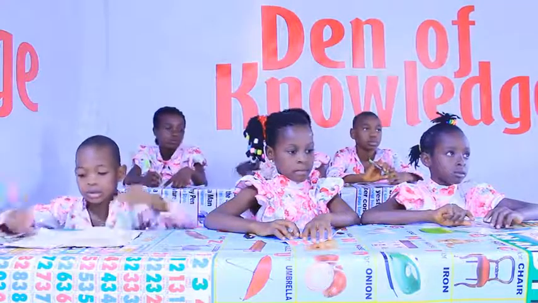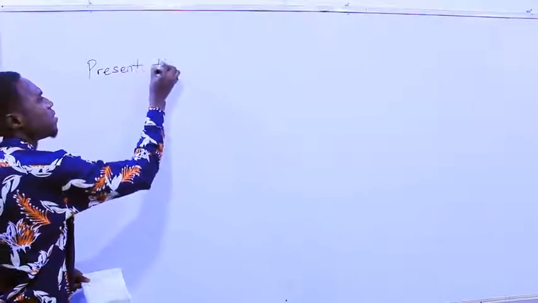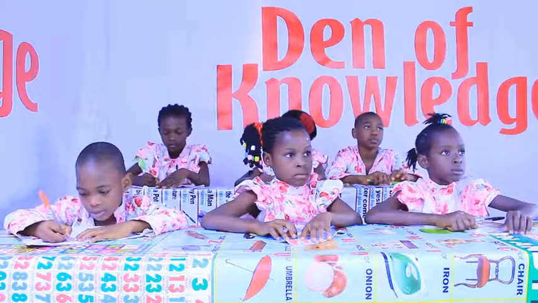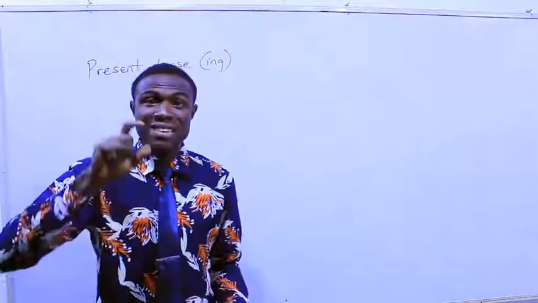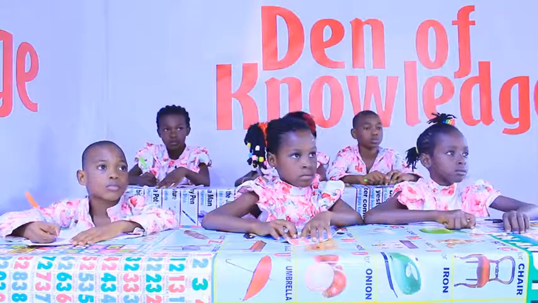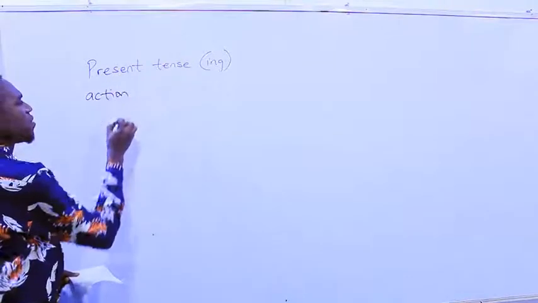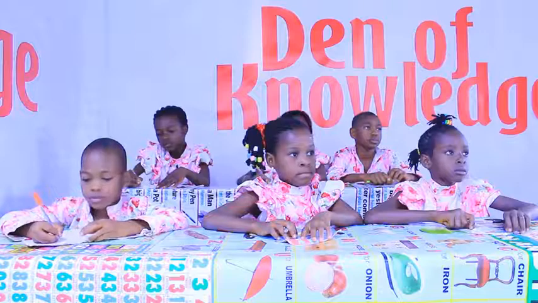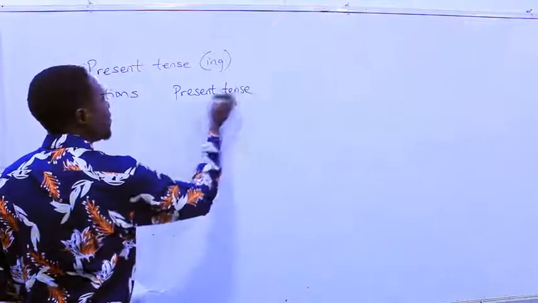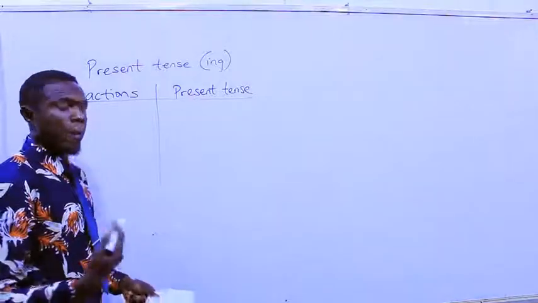And remember, I told you in present tense, we simply add ing. We add what? Ing to the word, to the action. That action you know, just add it ing, simple. And then you turn it to what? Present tense. Example, I have some actions here. And then I want to change them to present tense. Remember, we're talking about actions. Changing actions to what? Present tense.